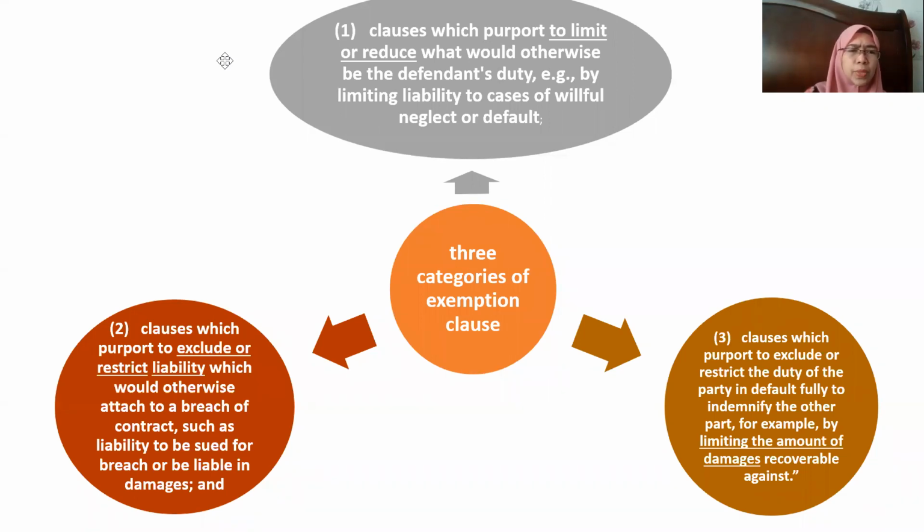The second one, clauses which purport to exclude or restrict liability which would otherwise attach to a breach of contract, such as liability to be sued or be liable in damages. I mean, they exclude liability. No liability. We are not responsible to pay compensation, for example.